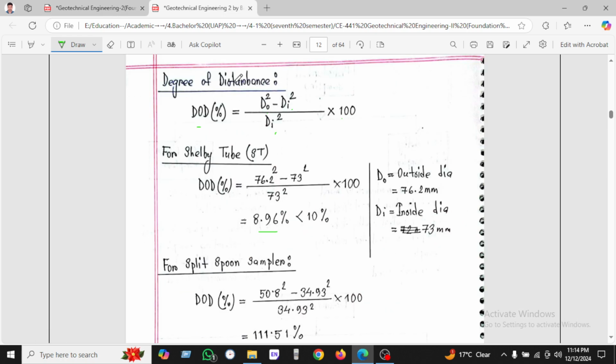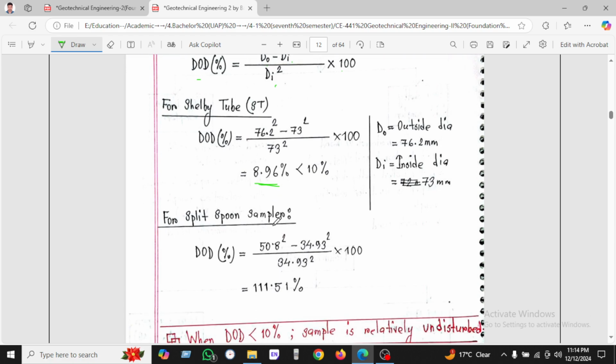If the degree of disturbance is greater than 10, the soil will be disturbed. So we can see this.